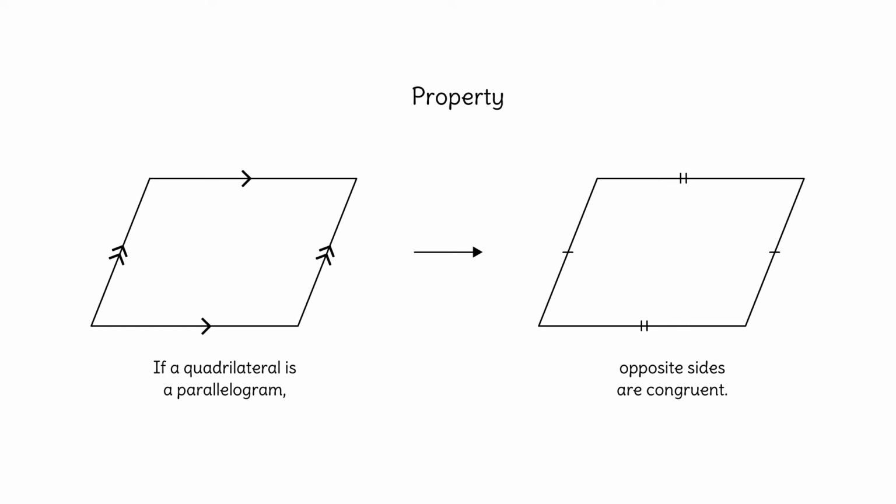A parallelogram has a definition, but it also has useful properties that we can prove. We have proven the property that a parallelogram features congruent opposite sides. We can use this property as a shortcut in our future proofs.